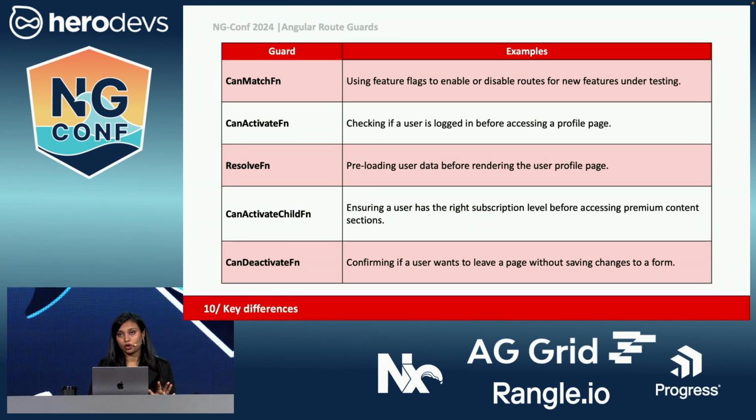canActivateChild ensures that the user has the right subscriptions for your premium content sections. So that is best to use for those child routes. And the canDeactivate function, as I just said, when you're filling out a form, you can use that so if someone leaves the form, you can ask them, hey, have you saved your changes? Do you actually want to leave the form?